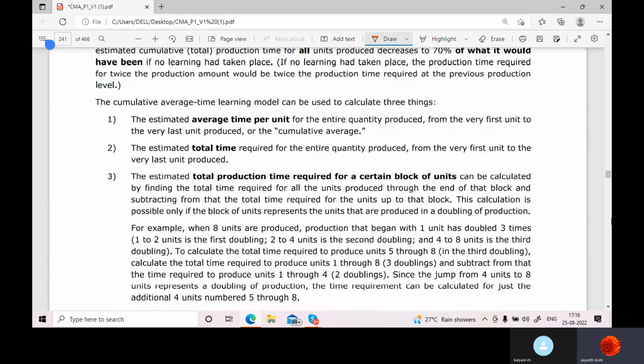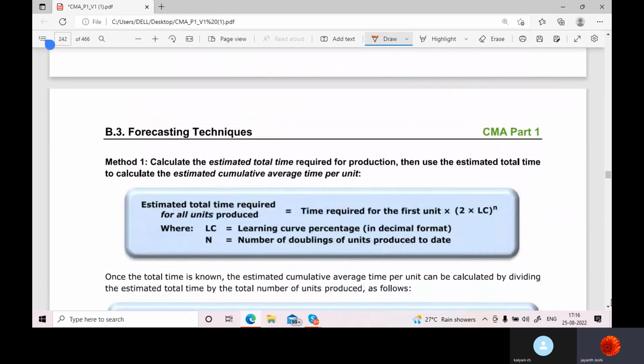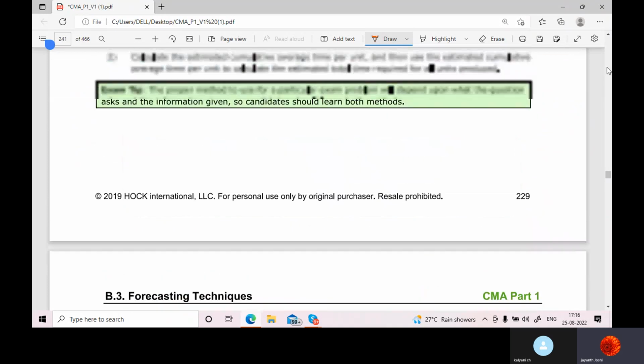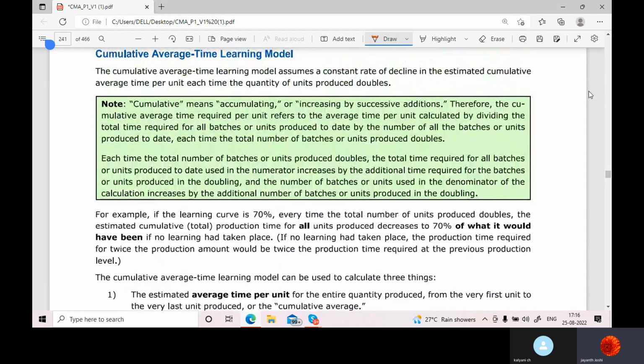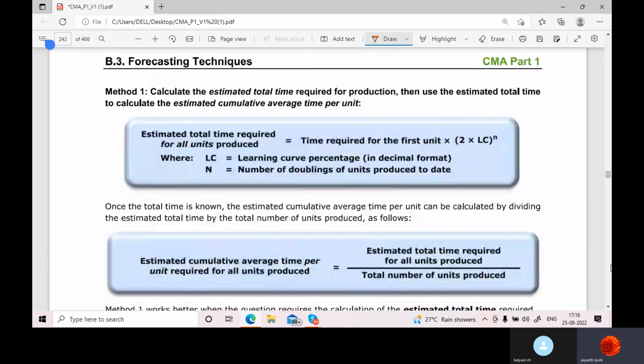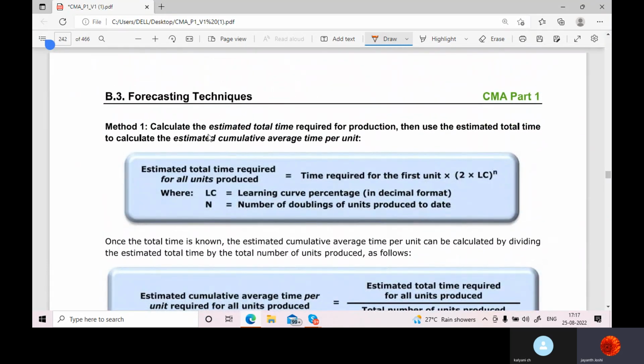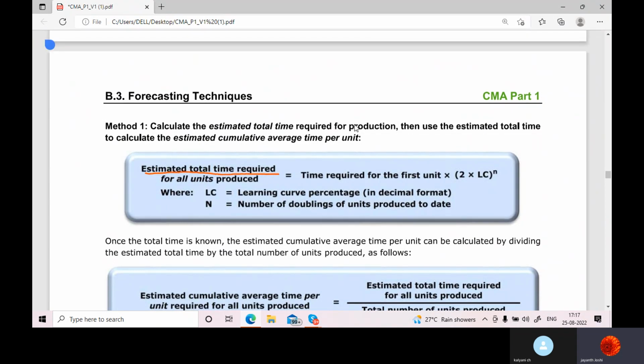Now next point. So how will you use this model? Let's go for the model now. Cumulative average time learning model. How this model works. So method, first what you have to do is calculate the estimated total time required for production. Okay. Then use the estimated total time to calculate the estimated cumulative average time per unit. Now first we will find out the total time, the expected time or estimated time required to produce all the units.